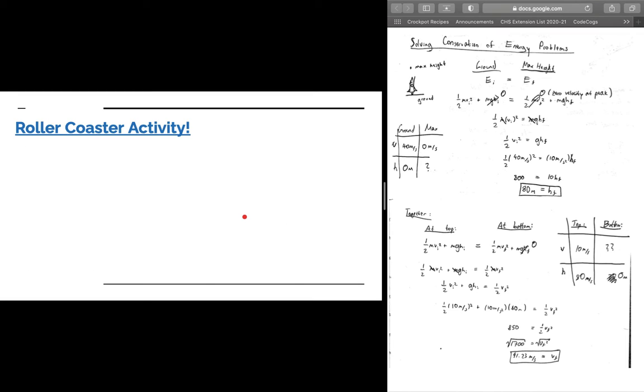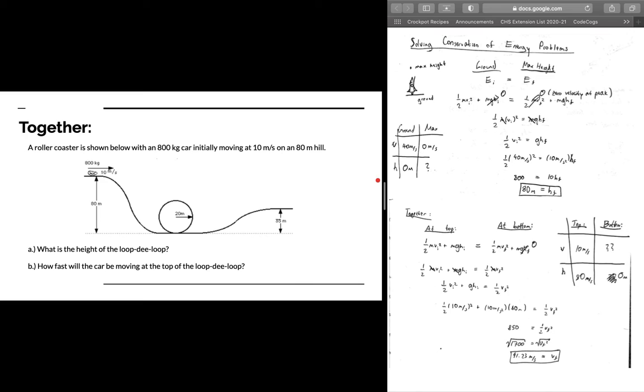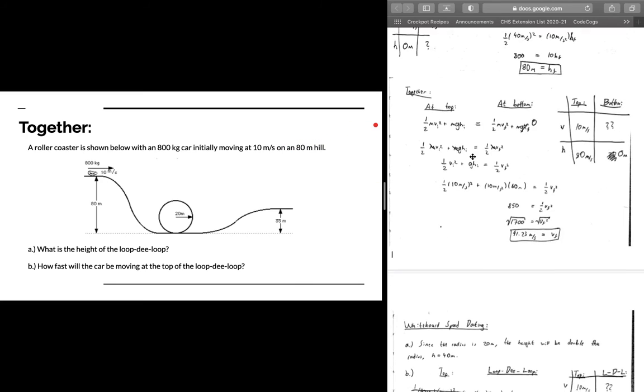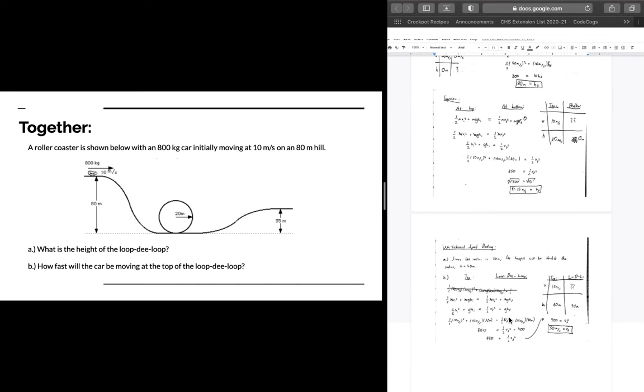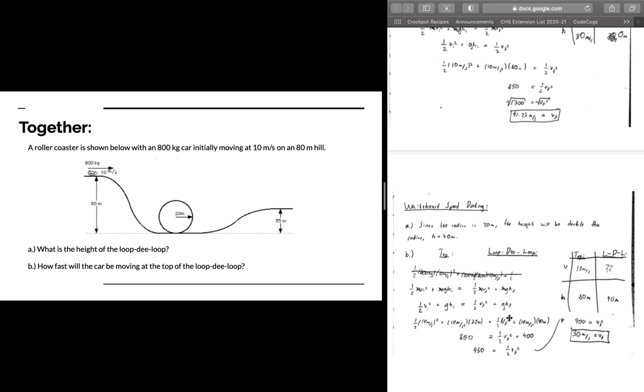Alright, so let's look at how to do this problem. Roller coaster activity. Nope, that's not for us. This is just an online lesson. Alright, so for this problem, since the radius... There we go, let's zoom in right here.